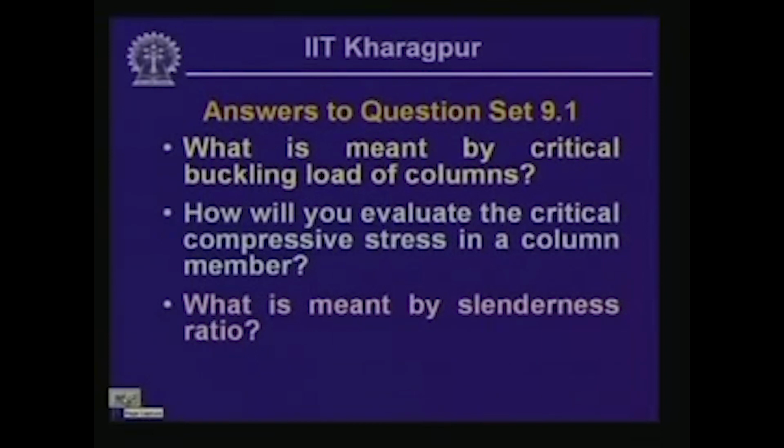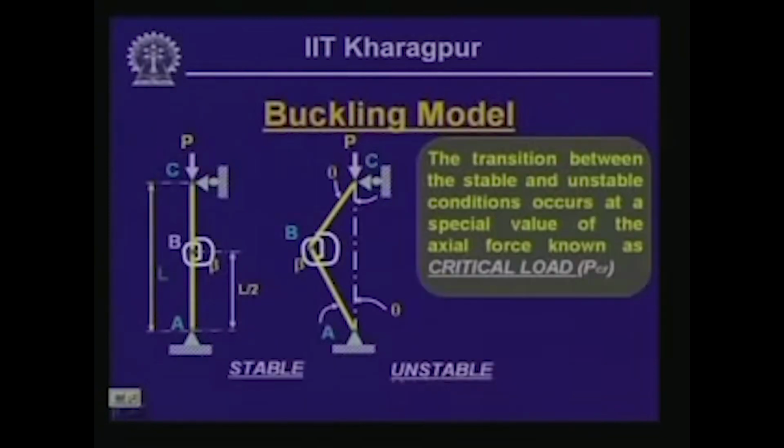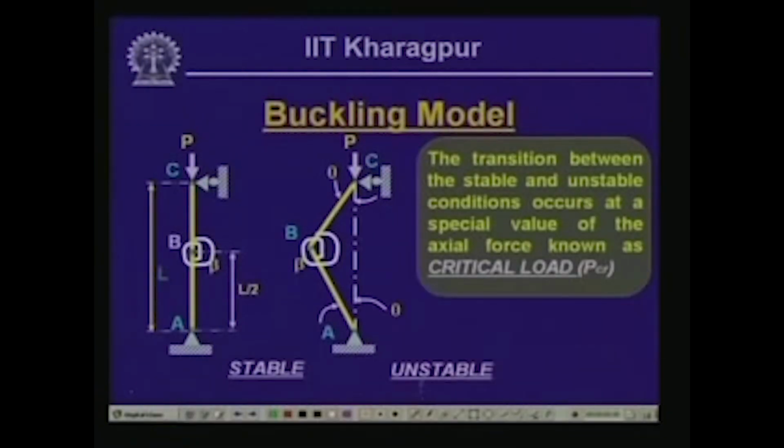Well, before we proceed, let us look into the answers to the questions which were posed last time. The first question given was, what is meant by critical buckling load of columns? Now, let us discuss this with respect to the buckling model which I discussed in the previous lesson. If you remember, we consider an idealized column which is hinged at both ends, and which is perfectly straight, subjected to axial load.